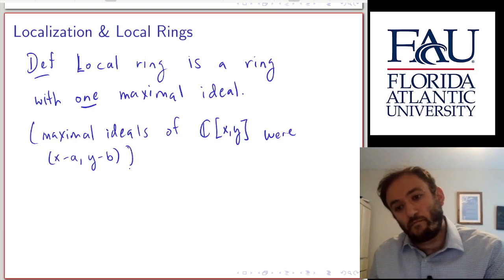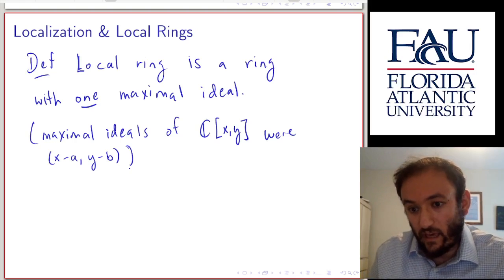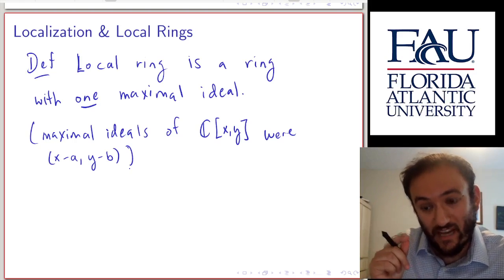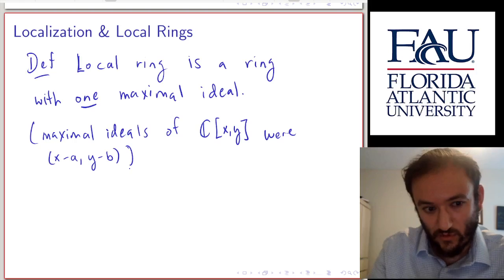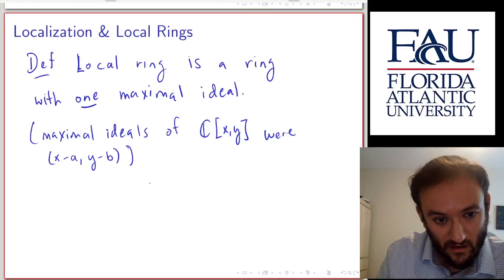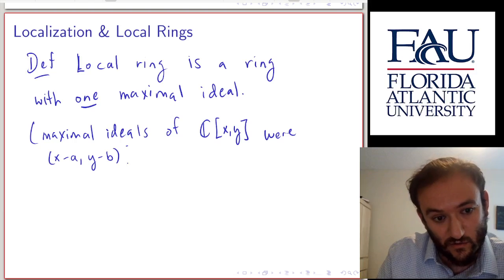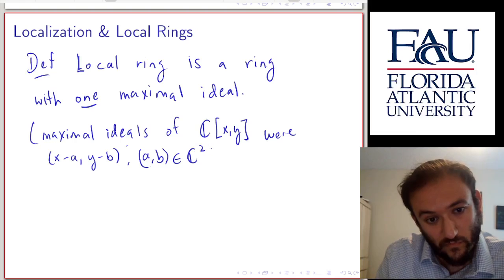So by talking about a ring with a single maximal ideal, you're basically kind of zooming in on a point. That's maybe the intuition that you can get, right? Because the (a, b) corresponds to a point in C^2.